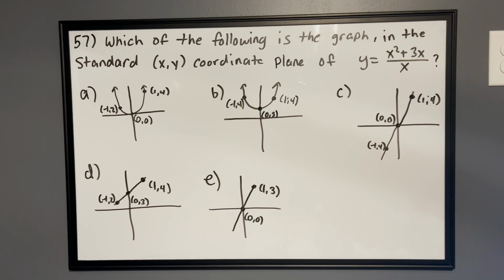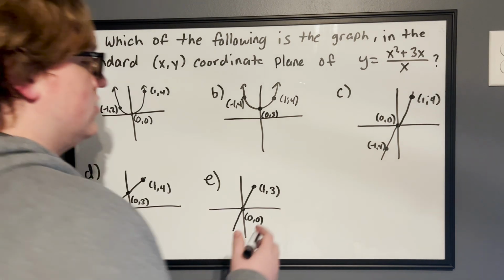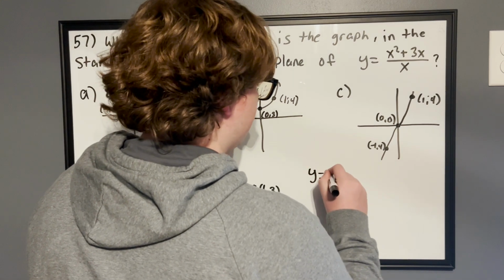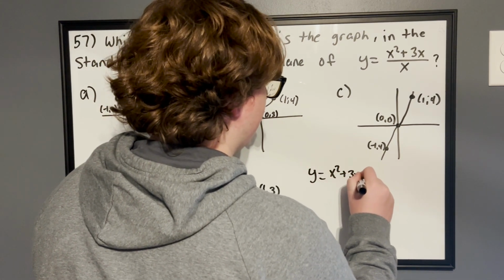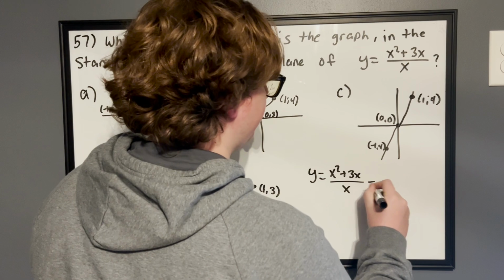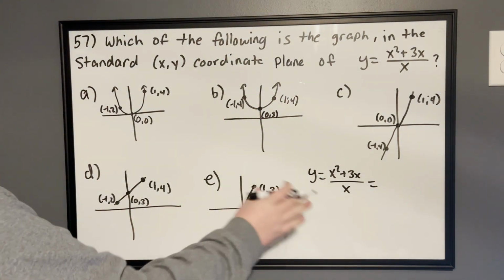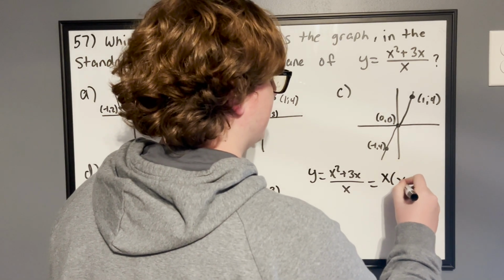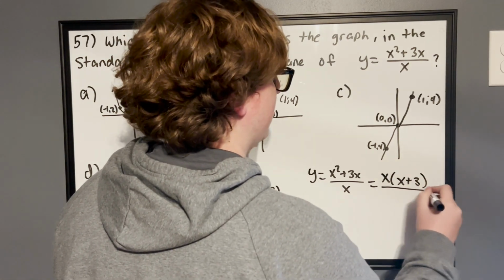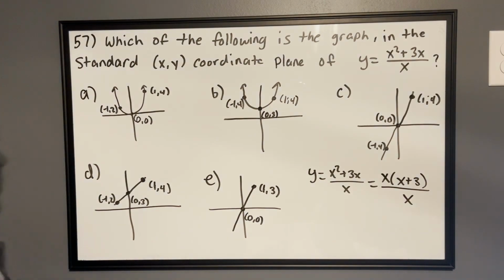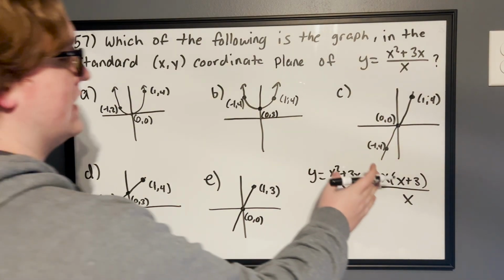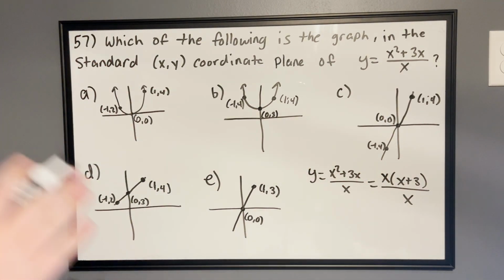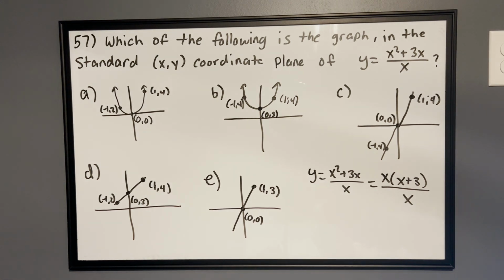But we're going to manipulate this a little bit. So we have y equals x squared plus 3x all over x. What we're going to do is we're going to factor out an x from the numerator. So we have x times x plus 3, and that's over x. Now what we're going to do is we're going to cancel these x's out of the numerator and denominator. But we need to be careful because we are losing x equals 0 when we do this.